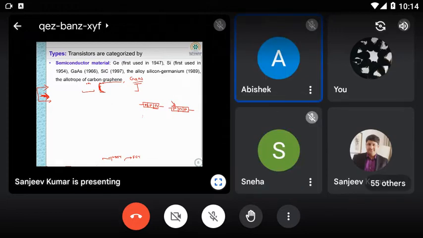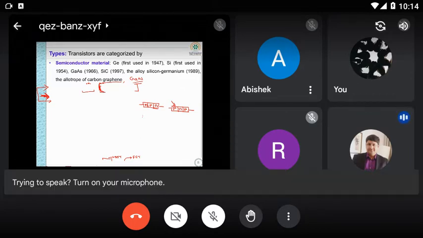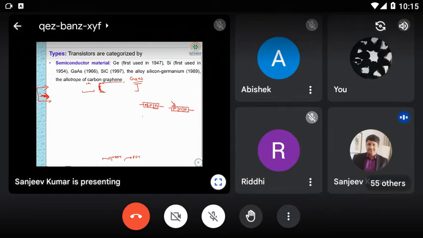Okay. So this is the semiconductor material you're using, and based upon that, transistors are categorized. First, remember germanium was the first semiconductor used to develop the transistor, then silicon. Now people are working using graphene and gallium nitride.